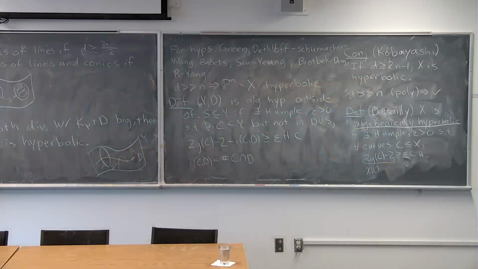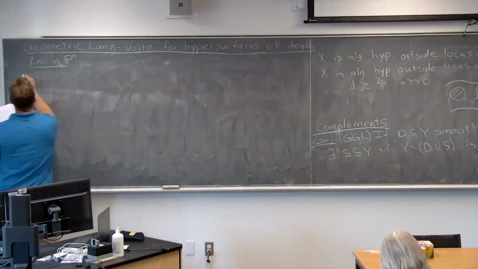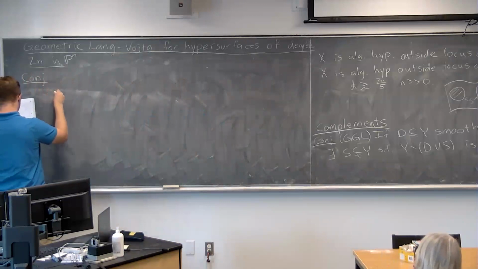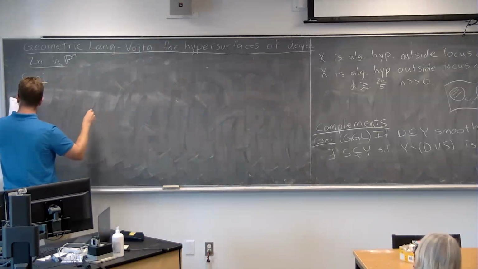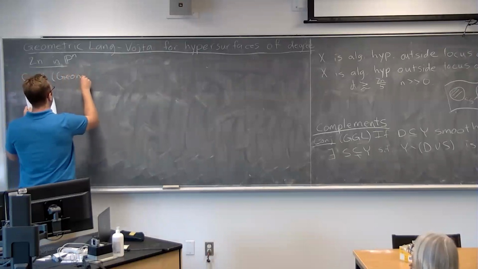so this conjecture is the result that I want to highlight in my talk. And so let me precisely state the algebraic hyperbolicity conjecture for complements, which is often called geometric Lang-Vojta, and I think that's mostly because, I'll mention that in a second. It's mostly just in terms of who worked on it in which order.